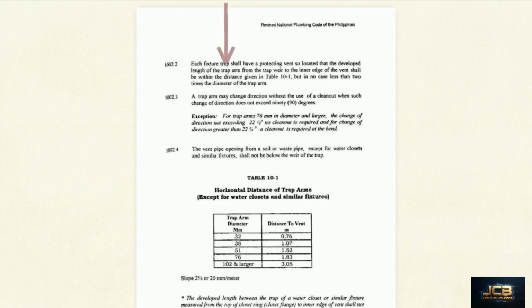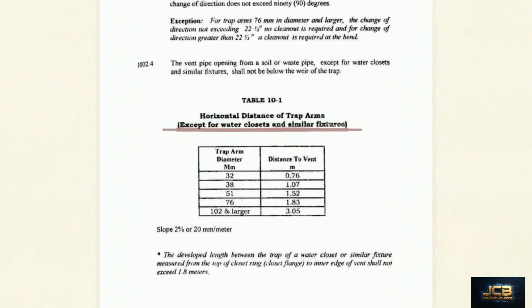This brings us to the trap arm, the precise distance from the trap weir to the inner edge of that protecting vent. This table dictates the maximum allowable length for that arm, which is strictly limited by the pipe's diameter. You must commit these limits to memory. A 32 millimeter trap arm has a maximum developed length of 0.76 meters. A 76 millimeter arm can extend up to 1.83 meters.